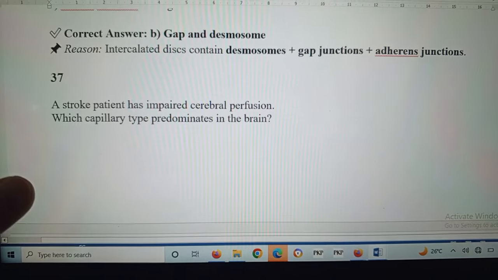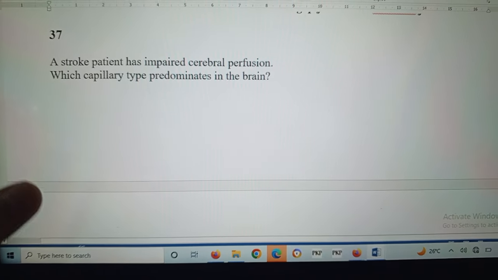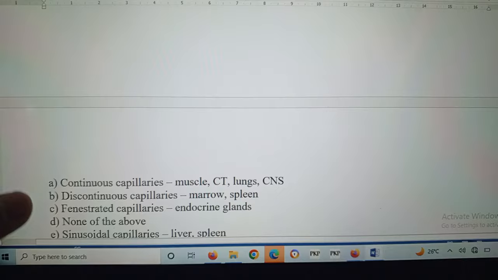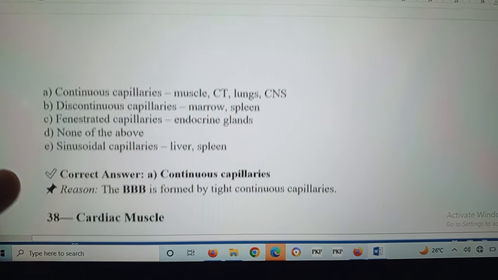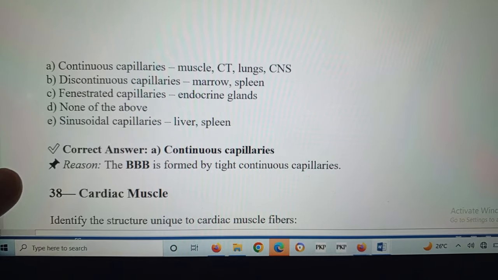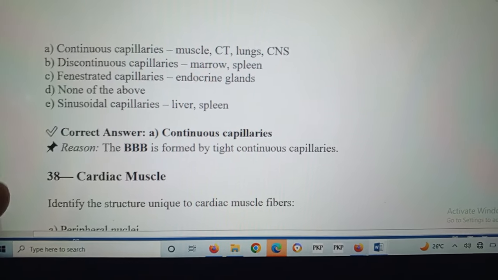A stroke patient has impaired cerebral perfusion. Which capillary type predominates in the brain? Continuous capillaries. The blood-brain barrier is formed by tight continuous capillaries.